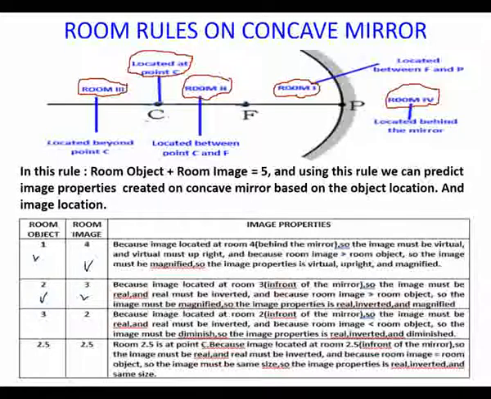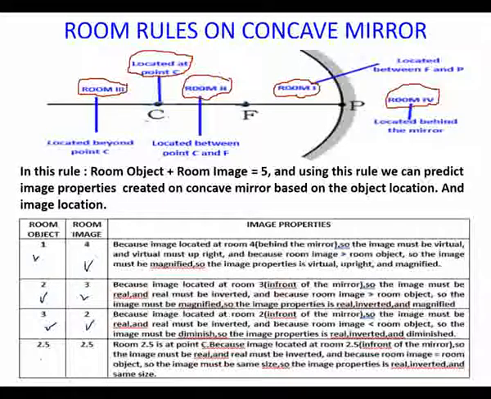And if the object is at room 3 and the image is located at room 2, because the image is located at room 2 in front of the mirror, the image must be real, and the real must be inverted. And because the room image is smaller than the room object, the image must be diminished. So the image properties are real, inverted, and diminished.